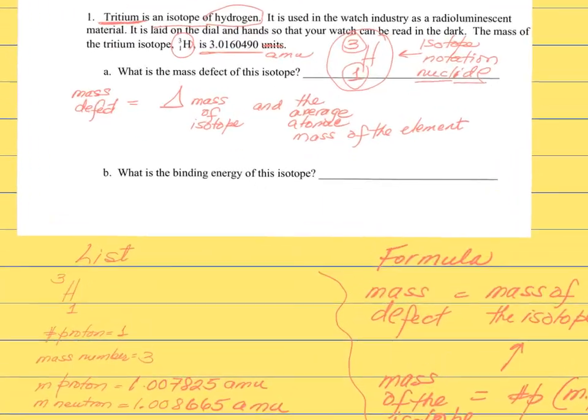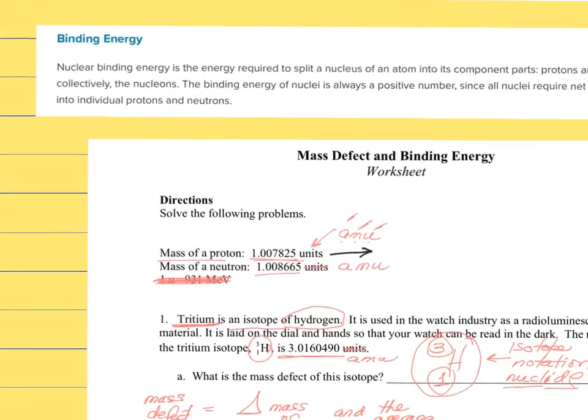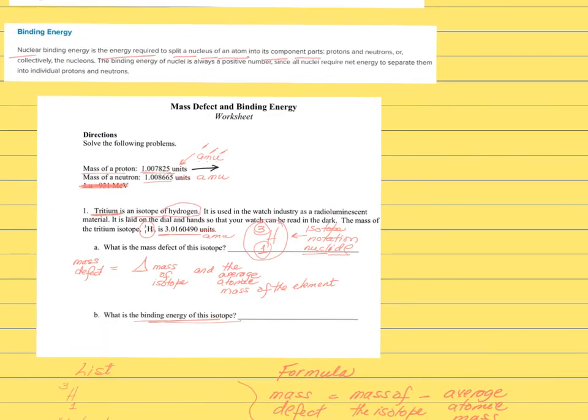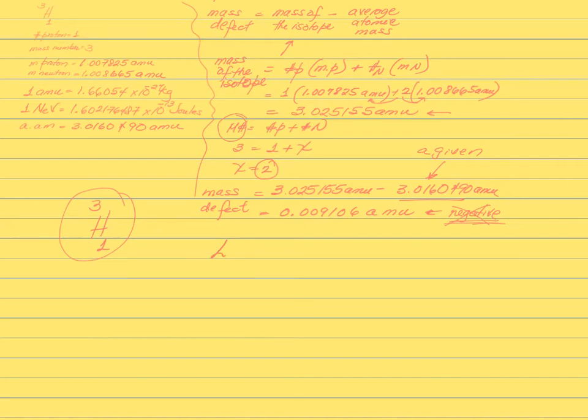Now, in addition to the mass defect, what else do you have to find in this problem? The binding energy. Ms. Ramos, what is the binding energy? And you have the definition here. It is the nuclear energy required to split a nucleus of an atom into its component parts, into protons and neutrons. How are you going to calculate the binding energy? Okay, energy, according to Einstein, is equal to the mass multiplied by the speed of light squared.